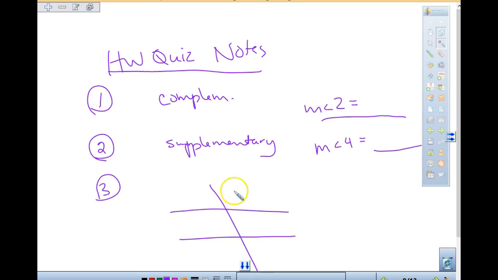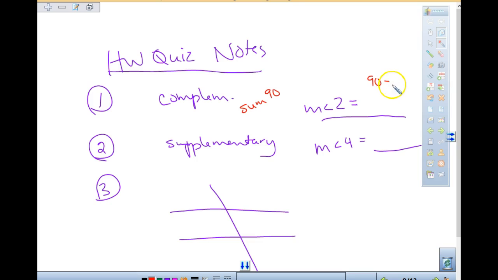It's 30. Just doing it right on there. So number 1, complementary, means they sum to how much? Complementary means two angles that sum to 90. So what you're going to do to find this is take 90 minus.